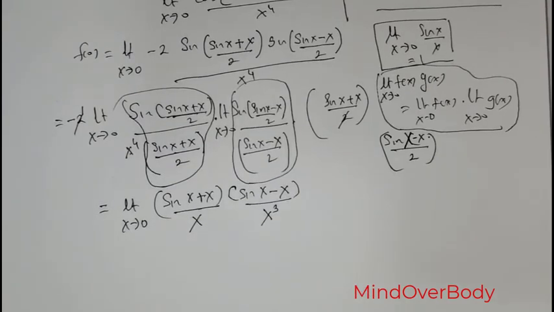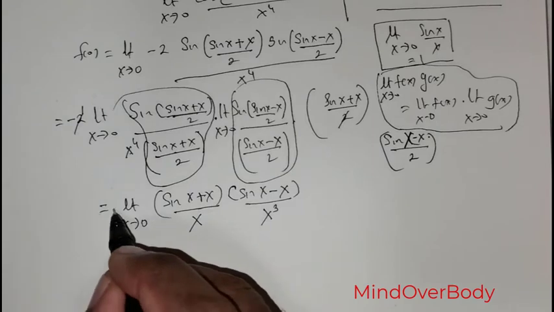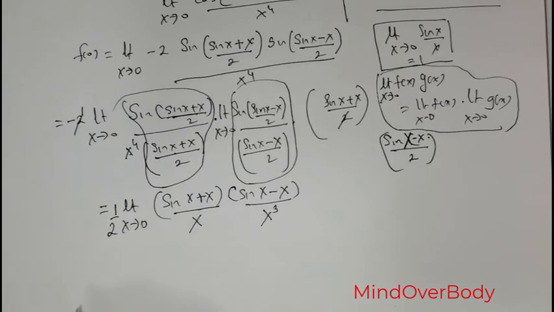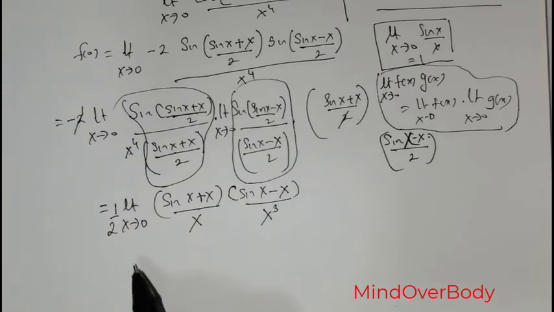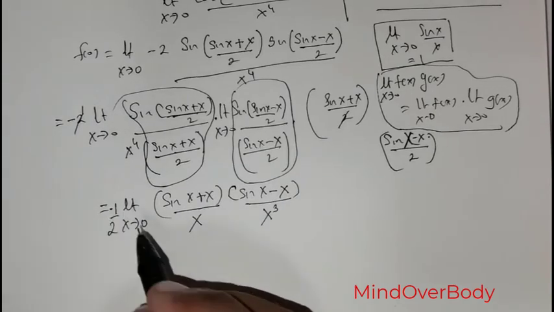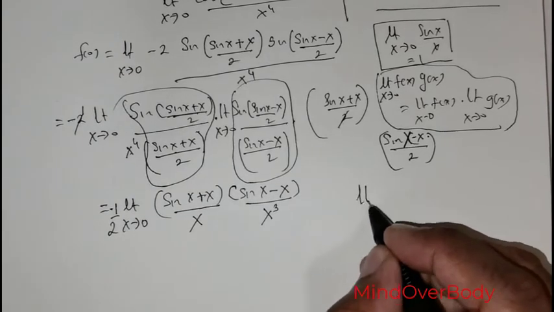Now everything looks fine except for the 2 here. So we need to place that 2. So it's going to be 1 over 2. And there is a negative sign. We need to cater that negative sign. So I'm going to place a negative sign there. So everything looks so much more appropriate.